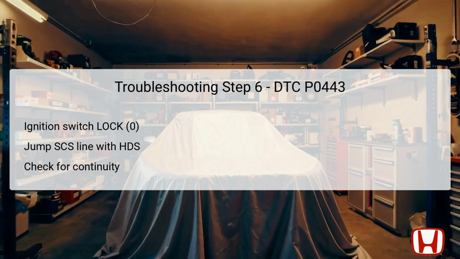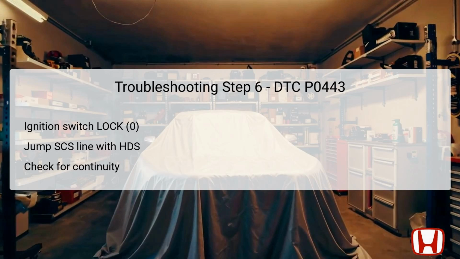After that, jump the SCS line using the HDS and disconnect the ECM-PCM connector B as previously done. With both the EVAP Canister Purge valve and the ECM-PCM connector disconnected, measure continuity at the specific test points defined for the PC sol line. The key aim here is to confirm whether the PC sol wire works correctly between the ECM-PCM and the purge valve. A confirmation of continuity indicates that the wiring is functional.